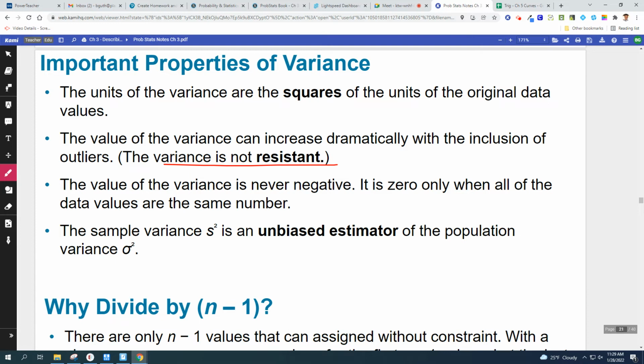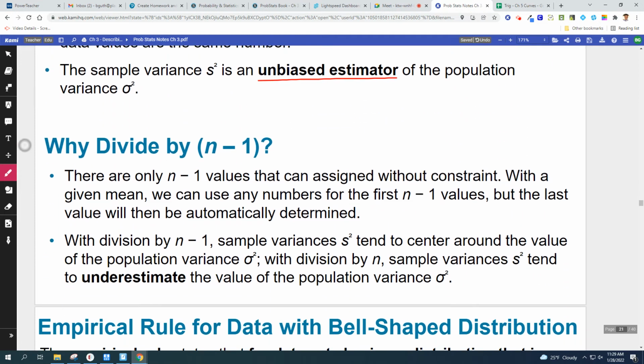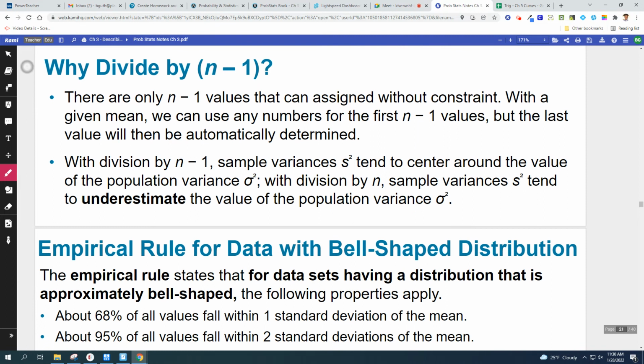The sample variance, s squared, is an unbiased estimator of the population variance. There's that term again. I think we're going to talk about that a little bit later. I think that's kind of a tough definition. Why divide by n minus 1?